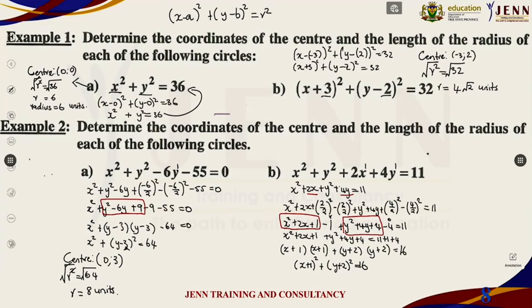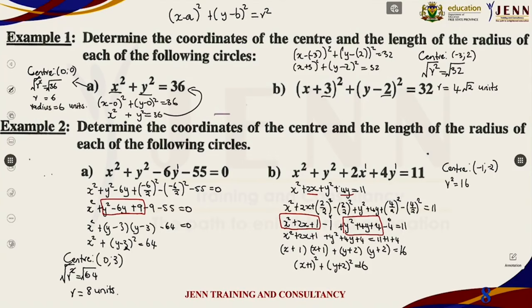And then from here, we can determine the coordinates of the center as well as the length of the radius. The coordinates of the center will be -1 and -2. Then our r squared, not our radius, is 16.